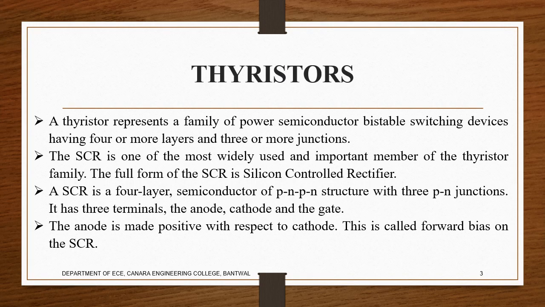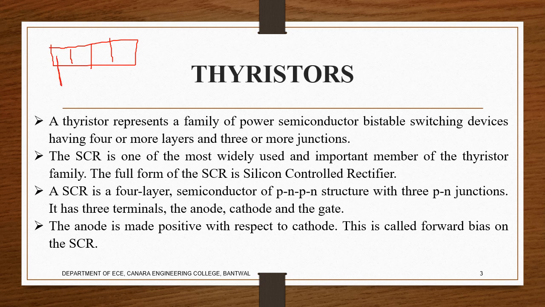Now, what do you mean by this thyristor? As I said, the thyristor represents a family of power semiconductors. As we discussed, three families were there, and it is a bistable switching device which has four or more layers or three or more junctions. So what does that mean? We have four layers, like this way: one, two, three.